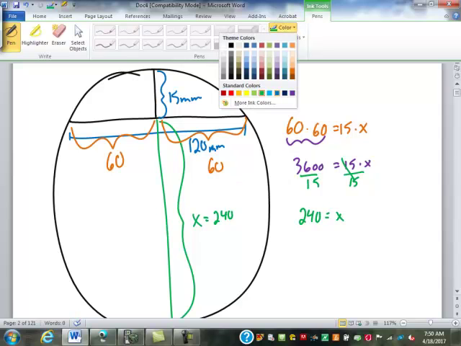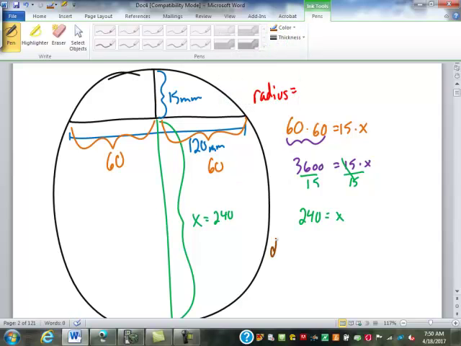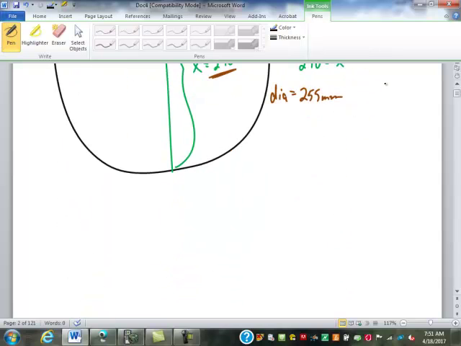So that means the diameter is 255. 240 plus 15. So my radius is... Any questions on that? Okay. Well, with what we know now, the next step's a lot easier than what it was before.